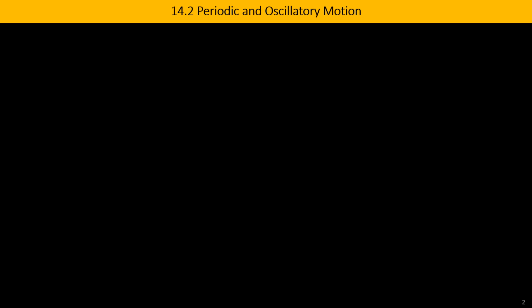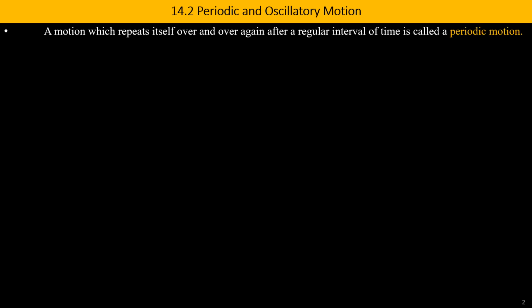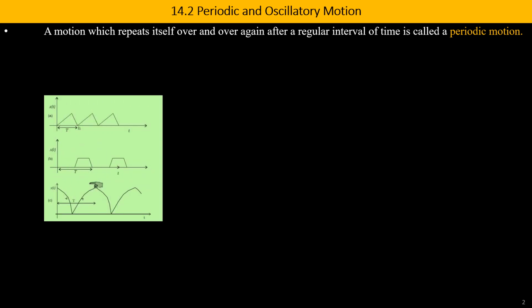Periodic and oscillatory motion. A motion which repeats itself over and over again after a regular interval of time is called a periodic motion. Please see the figure on the screen which has given three examples of a periodic motion. Figure A shows a sawtooth wave which can be compared to the path traced by an insect which climbs up a ramp and falls down.